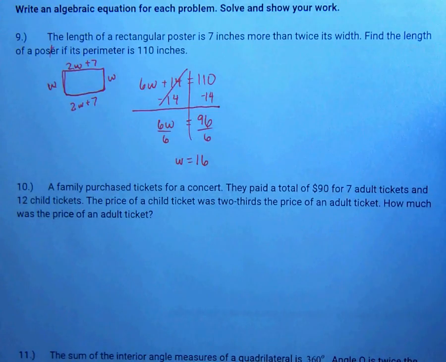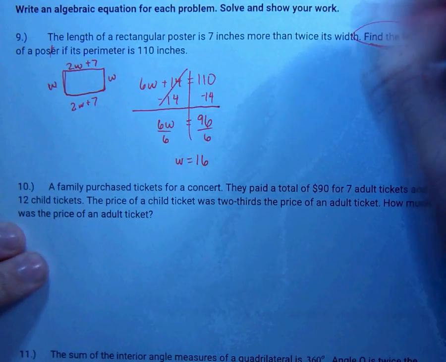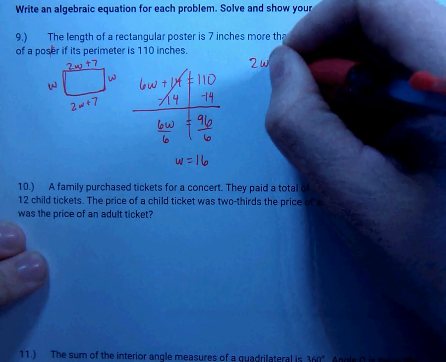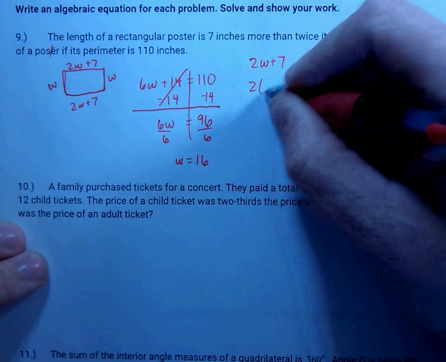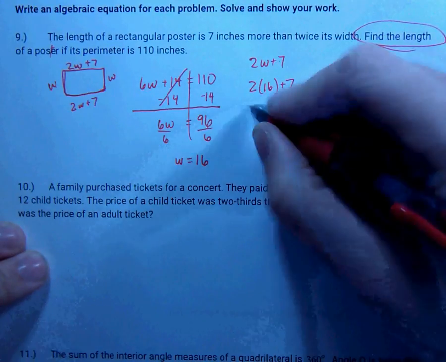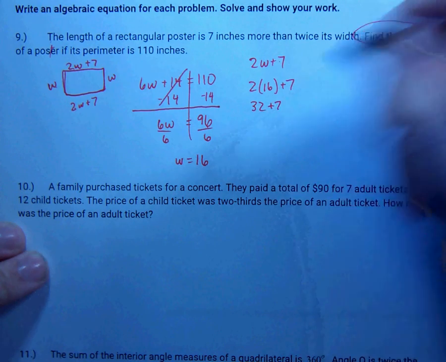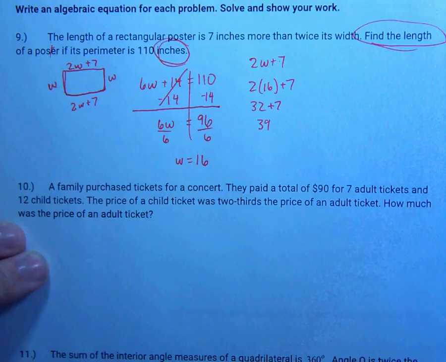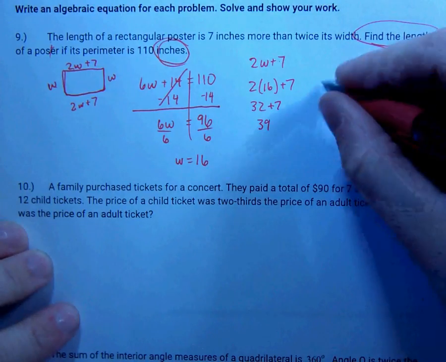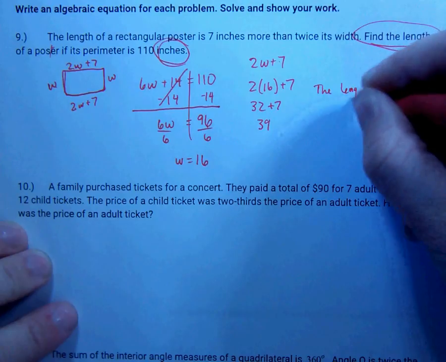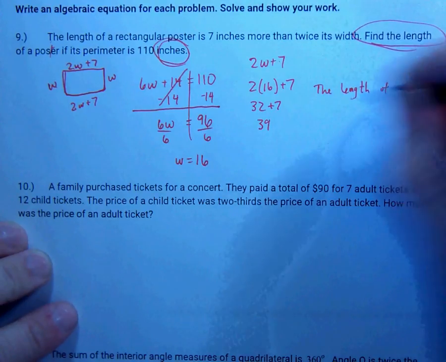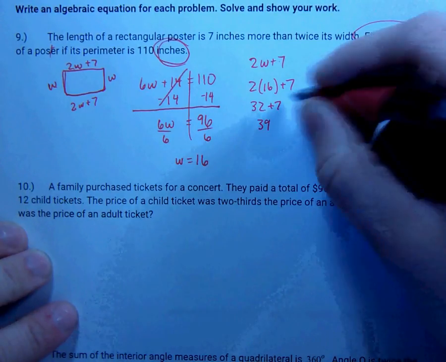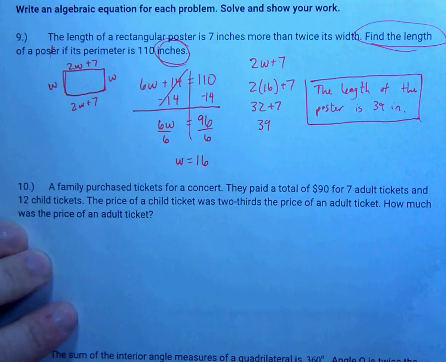So that's the width, but it wants to know the length. So the length was 2W plus 7. That's going to be 2 times 16 plus 7, which is 32 plus 7, which is 39. And it was in inches. So the answer here would be the length of the poster is 39 inches. Hooray.